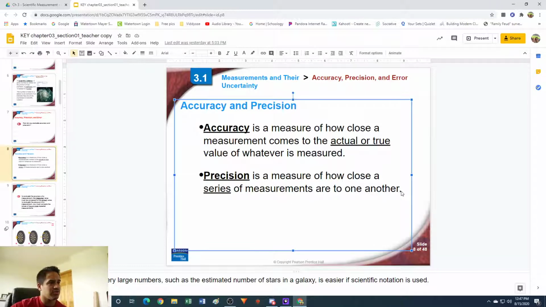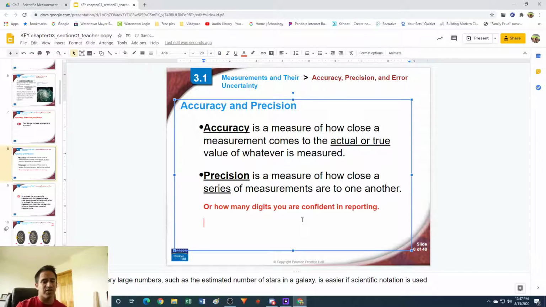The other way precision is measured is with how many digits you are confident in reporting. So let me write this down. Or how many digits you are confident in reporting. The example I have for you is here. Let's imagine that I have 3 scales and each one measures to a smaller number. For example, scale 1 is just a rinky-dink scale I bought at like Walmart or something, and it measures the whole number. So I step on it, it tells me 145 pounds.